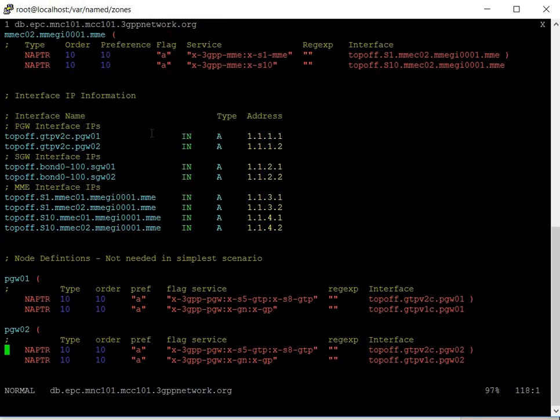So node definitions, you may or may not need these. It is a good idea to add them. In a scenario like, for example, static APN definition to a P gateway, there are cases where an MME might directly need to query a P gateway by its name and not by its APN. In that case, similar to how we have MME definitions, you should be defining P gateways.